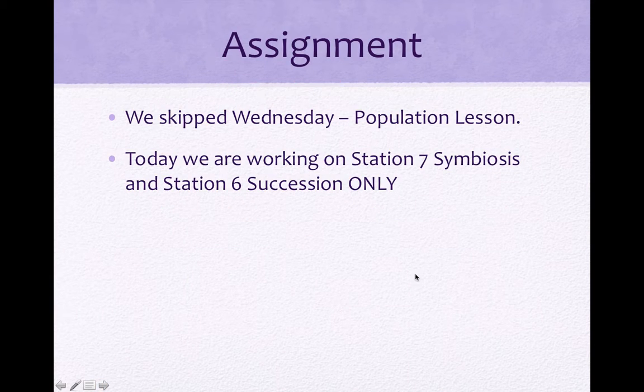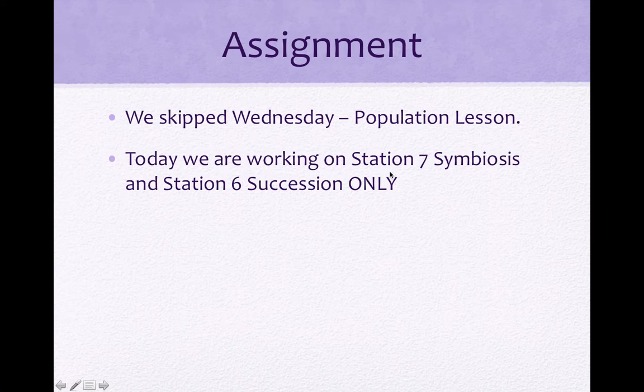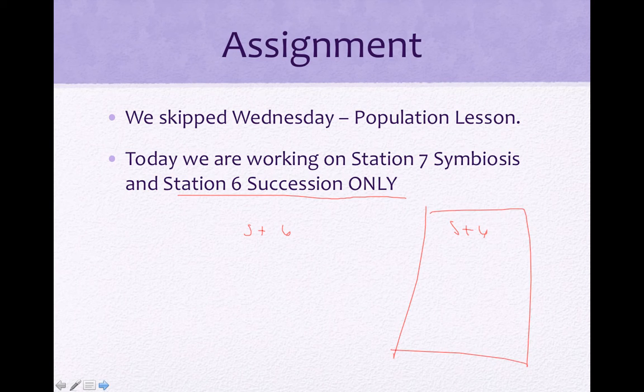So our last thing that you're going to work on today is, we skipped Wednesday's population lesson, which we're going to do tomorrow instead. Today we're going to work on Station 7, that symbiosis activity, and then Station 6, only the succession part. So on your notes, you have 2 Station 6s. Your left side is a Station 6 and your right side is a Station 6. Just complete this right side for today. And that's it.